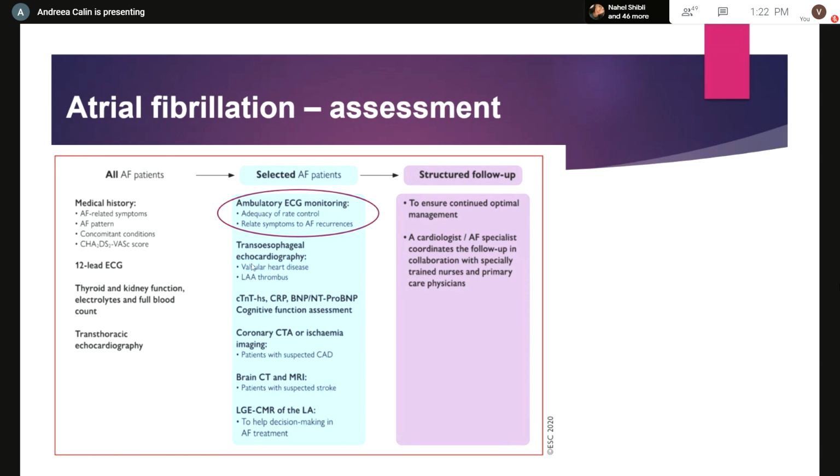transesophageal echo to see if the patients have severe valvular heart disease or not, or if there is a thrombus in the left atrium, and also some other investigations that are reserved for selected patients. But in all patients, we should take a medical history, 12-lead ECG, perform tests of kidney function, thyroid function, electrolytes and full blood count, and of course, transthoracic echocardiography.